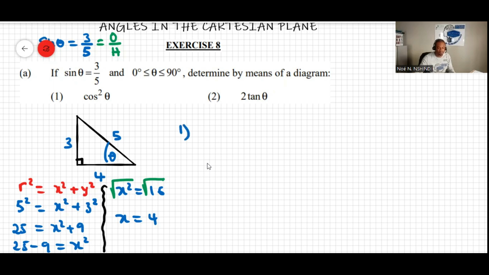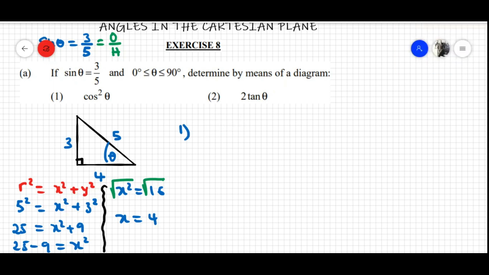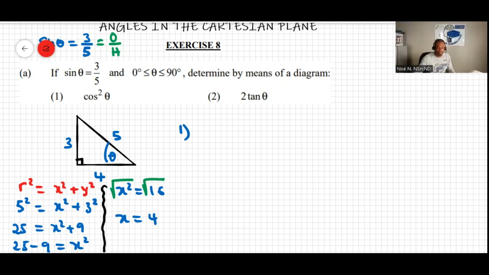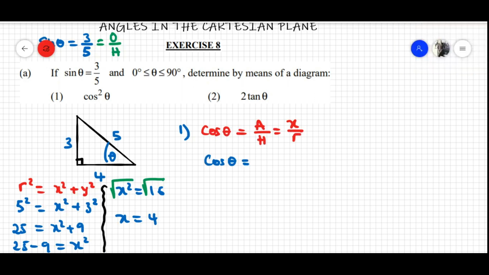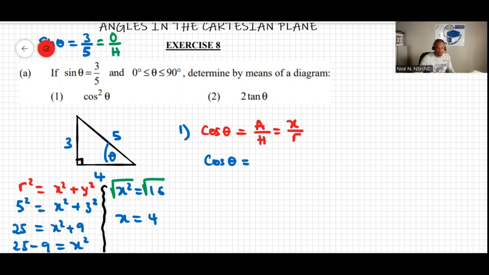Now we can answer the questions. Question 1, let's see cos squared. What is cos squared of the angle? First of all, we do know that cos of the angle is given by adjacent side over hypotenuse. Adjacent is x over hypotenuse r. So cos of theta will be equal to adjacent side, which is 4, over hypotenuse, which is 5.